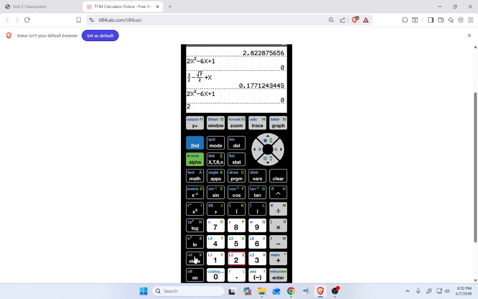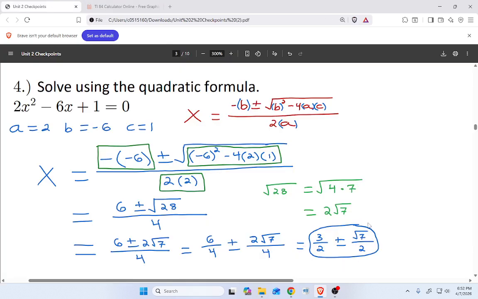If, for whatever reason, I thought maybe the answer was 2, and I plug that into x, and I plug that into the equation, I can see that it does not give me a 0. It does not balance out correctly. So we do have the complete and correct answer here, 3 halves plus or minus square root of 7 over 2.